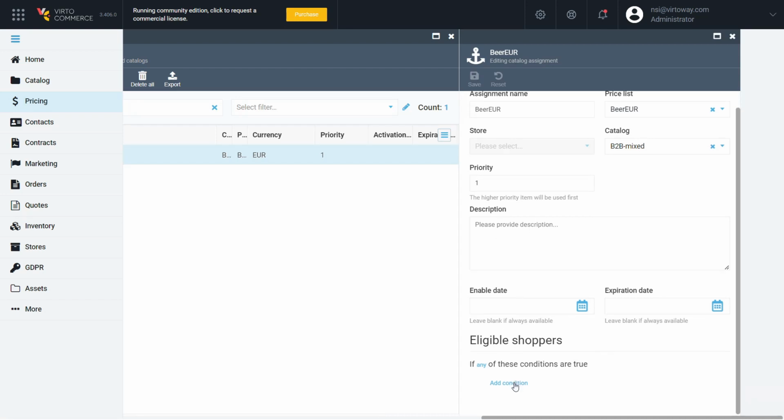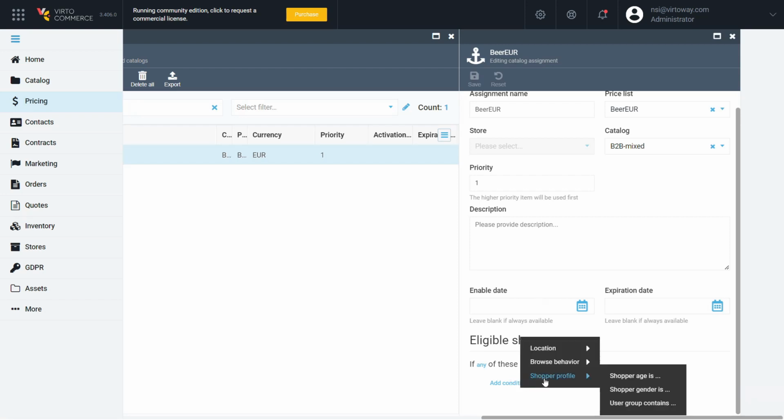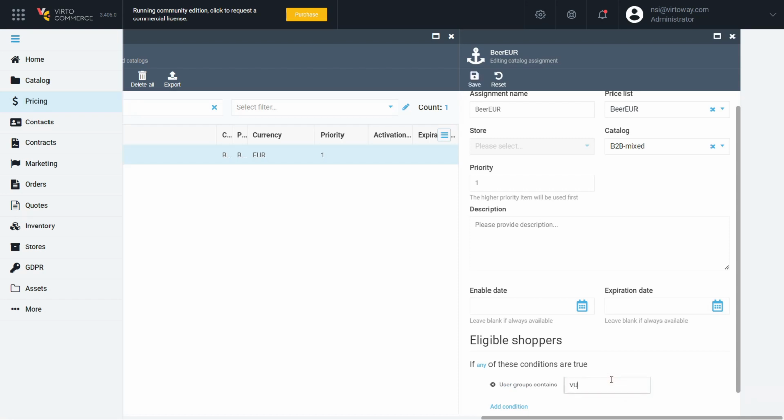You can assign it to the store in general, assign it to a specific group of your customers, or assign it individually to the organization or a physical entity using the user group functionality. Any level of personalization is possible.